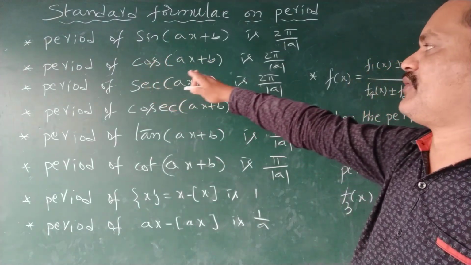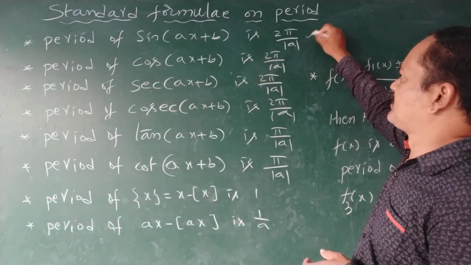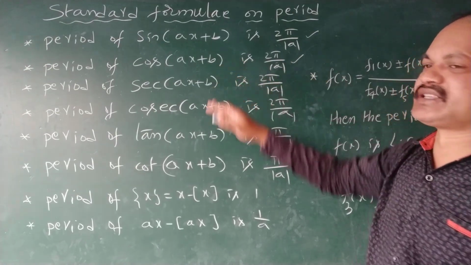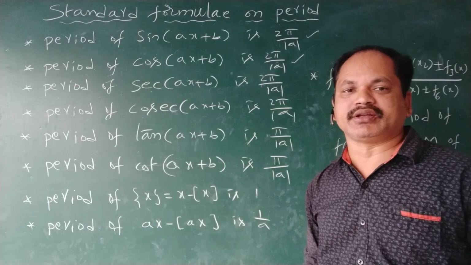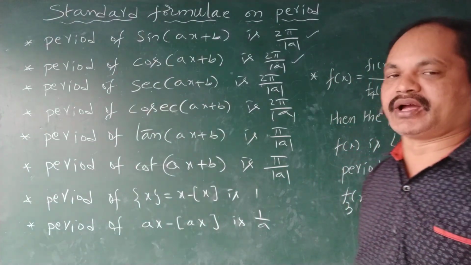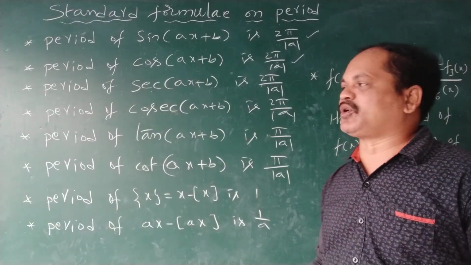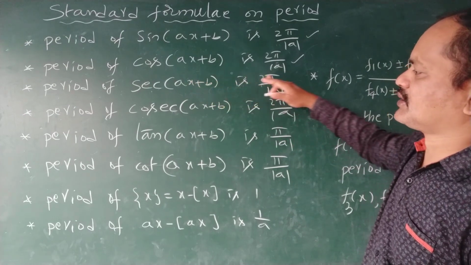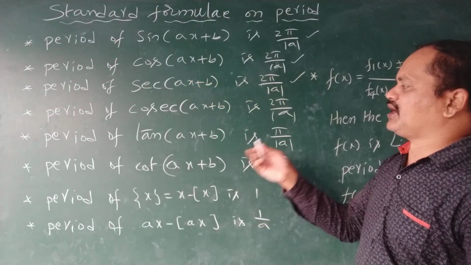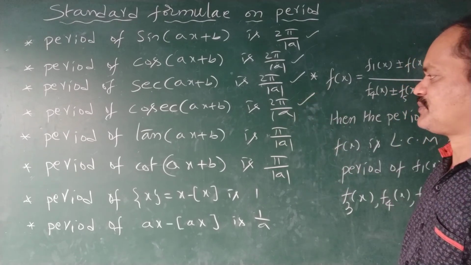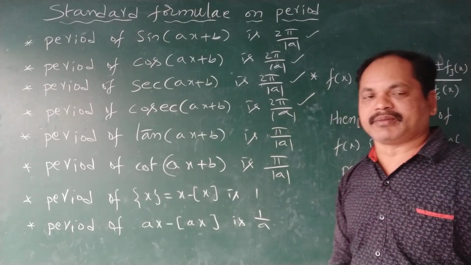That's why the period of cos(ax + b) is 2π/|a|. Since the period of sin x is 2π, the period of sin ax is 2π/|a|. Okay, the period of cos x is 2π, so the period of cos ax is 2π/|a|. Like that, the period of sec(ax + b) is 2π/|a|, and the period of cosec(ax + b) is 2π/|a|.